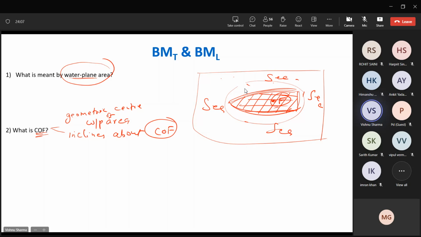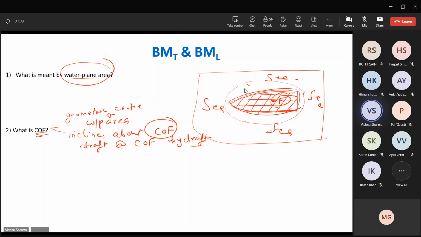And we know that the draft at center of flotation is called the hydrostatic draft. We all have been using it day in and day out. So that is what center of flotation is. So what is center of flotation? It's the centroid or the geometric center of the ship's water plane area.